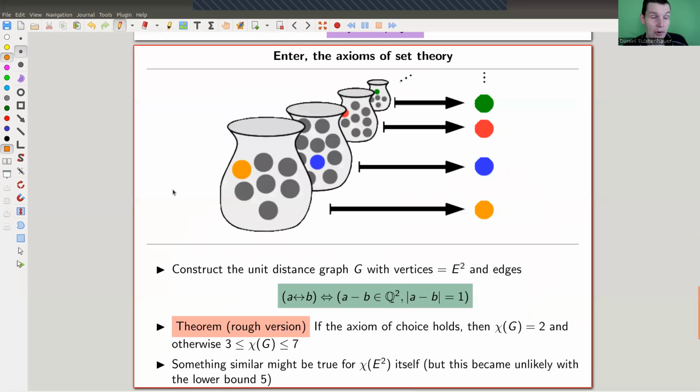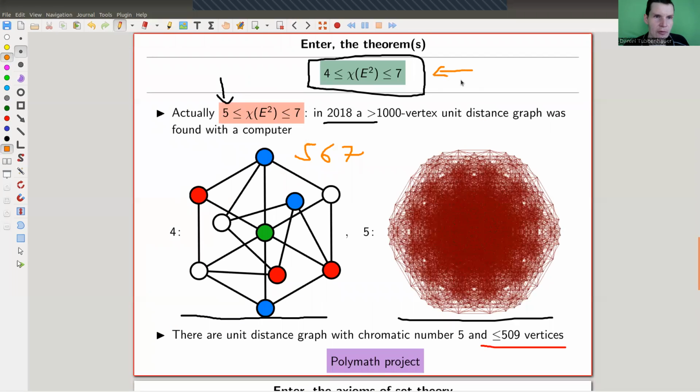So the point was, for a long time, people actually believed that the answer might depend on the axioms of set theory, which is really strange. So, well, maybe not an infinite graph, but roughly we had this idea of, well, let's say we are back to this case here. So it could be 4, 5, 6, or 7.